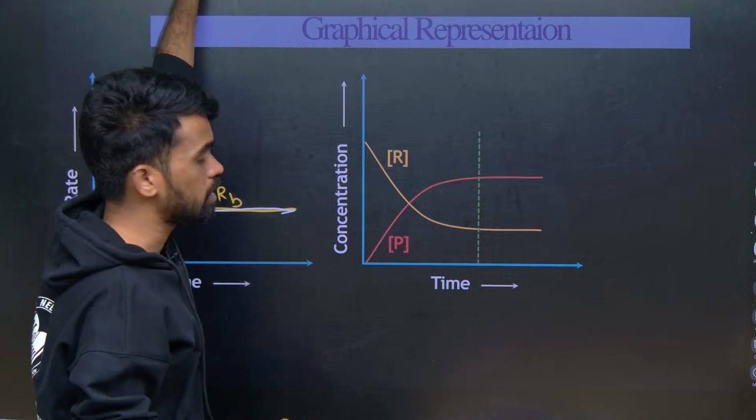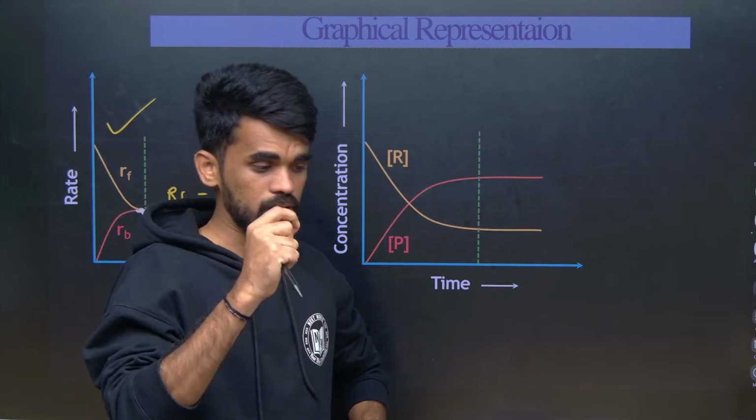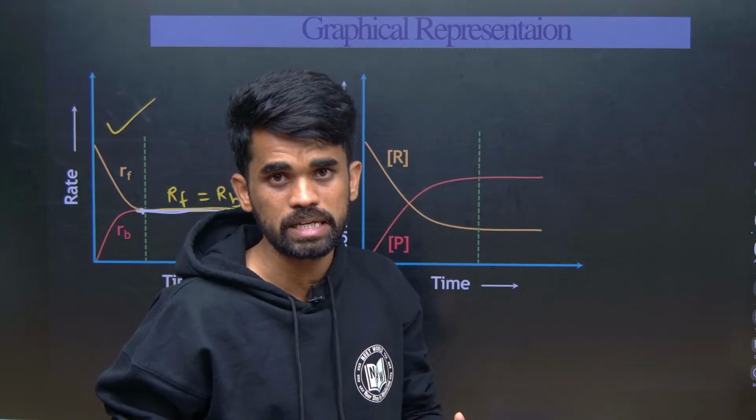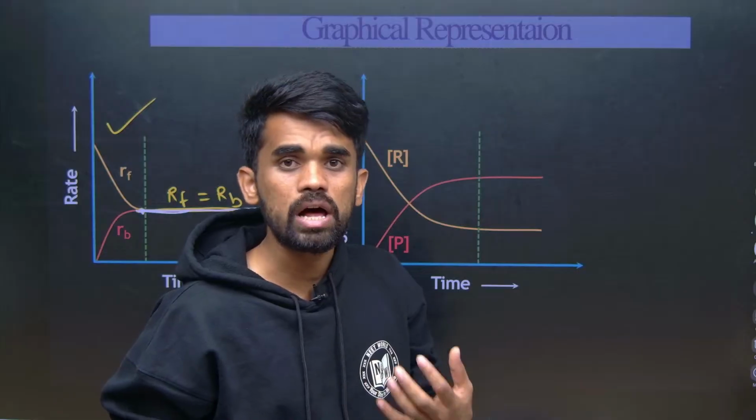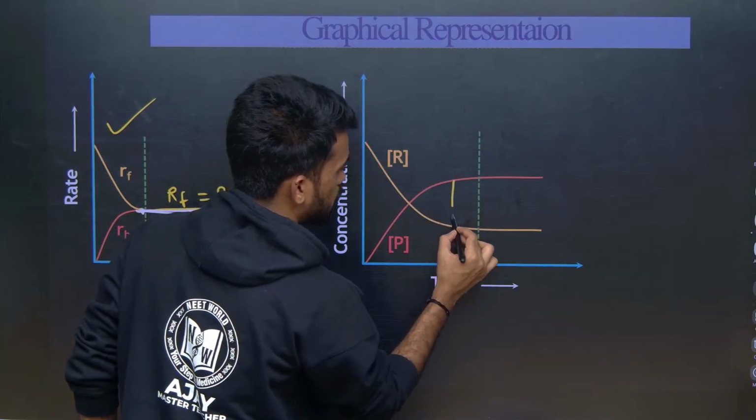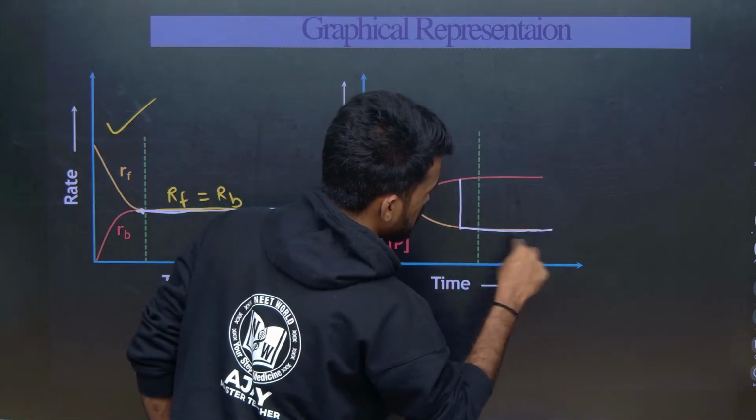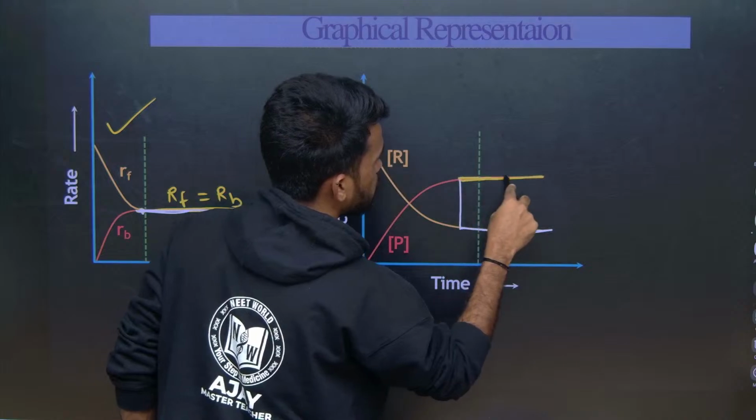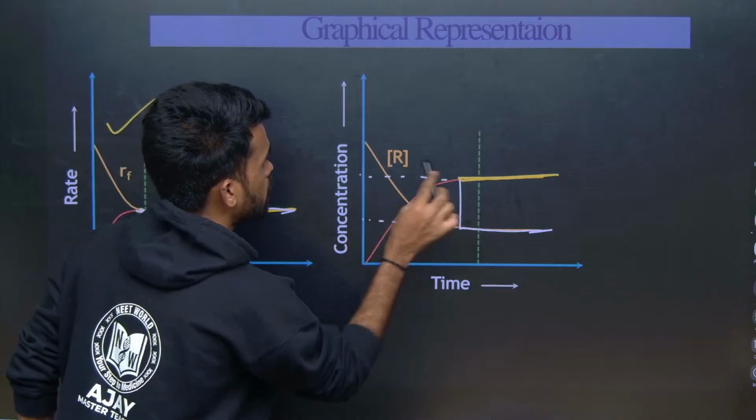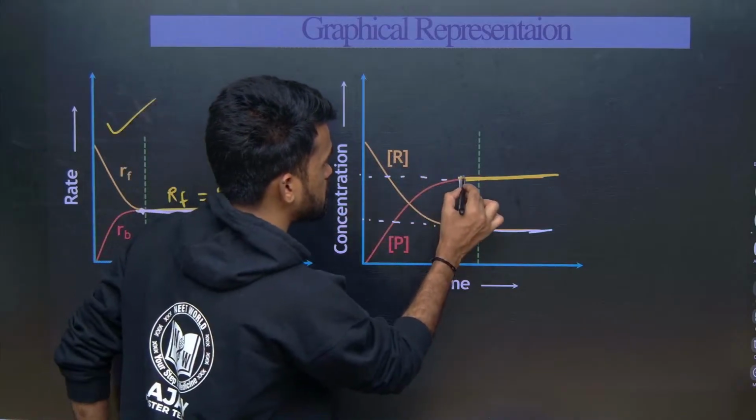Now here, what I told you, after attaining equilibrium, the measurable properties like pressure, temperature and the concentration, all these things remain constant. So after attaining equilibrium, for example, let us draw a line here. After this line, the concentration of reactants and products is constant. They are not equal, they have their own individual values, but those values are constant after reaching this point, right?